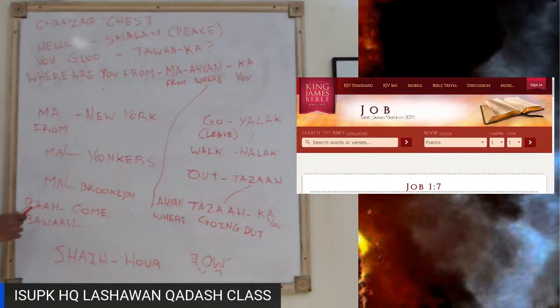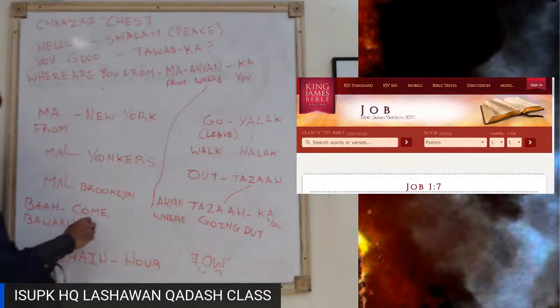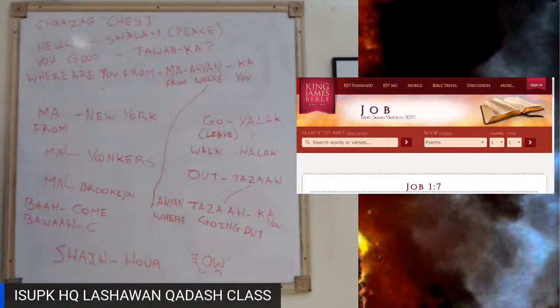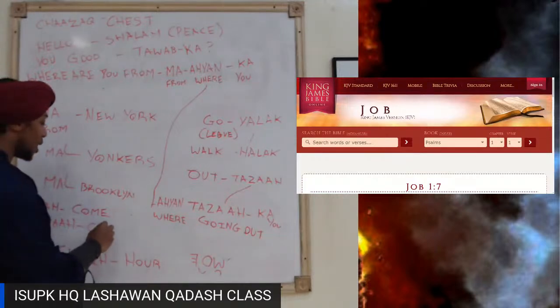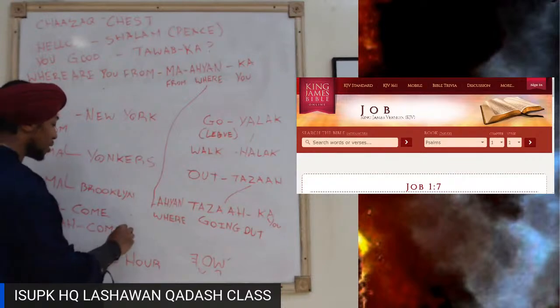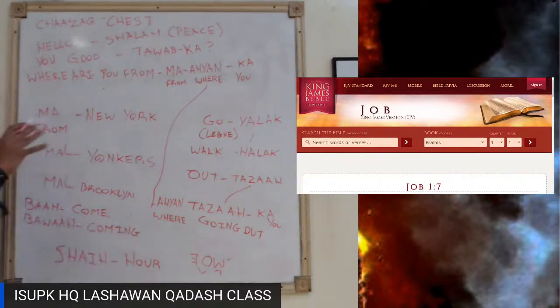Oh, you say that again, sir. Okay, what is ba'a? Ba'a is come. Come. What is bawa'a? Come in. Coming. I don't want to say come and, because and is the preposition. I can't knock you over the head too much for that. But it's good that you recognize that. You know what I mean? That's good. Okay. Good.